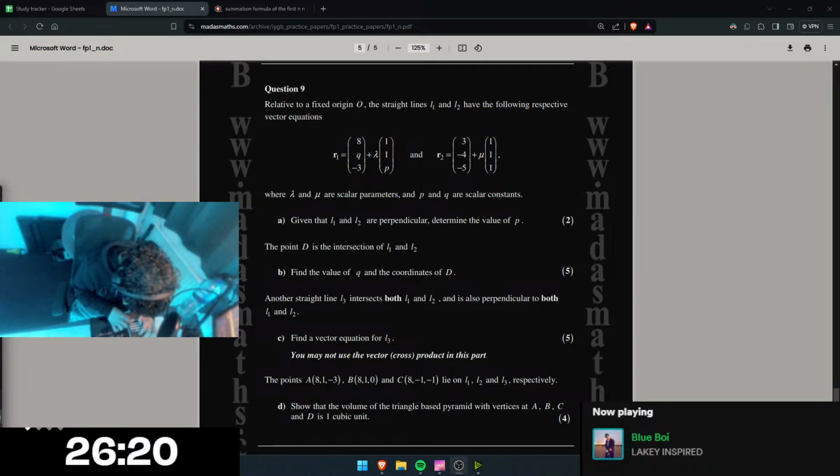-2, -1, -2. So I reckon if I sub into L2 and then just equate that, 0 equals Q minus 1. This implies Q equals 1.